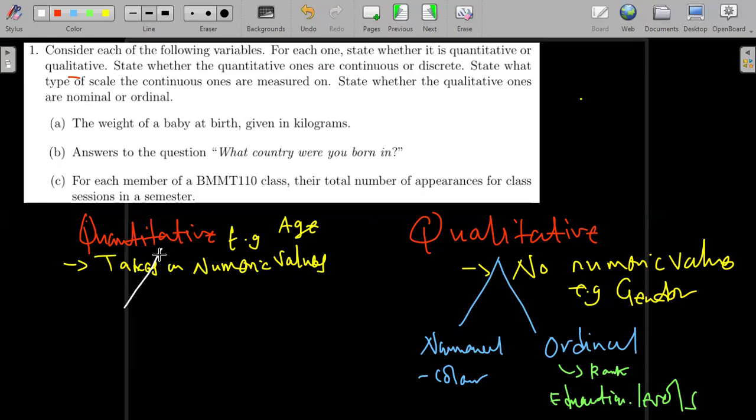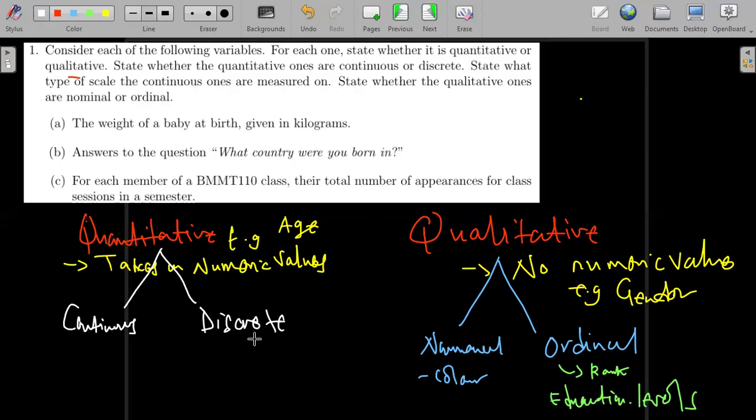Quantitative. When I go to quantitative, this can be divided into continuous variables, and then we also have what? Discrete. Right, so discrete. For those of you in semester 1, when you go to semester 2, there is a whole topic on discrete random variables. You're going to learn about it. You're also going to learn about continuous random variables.